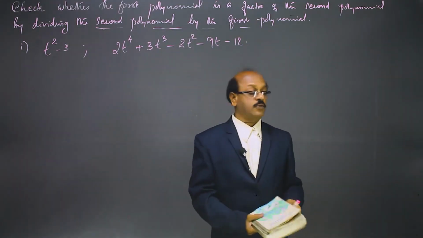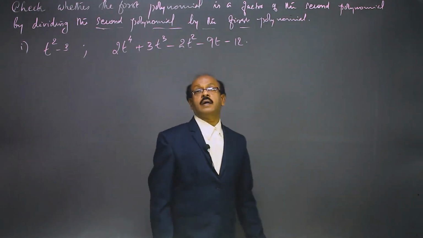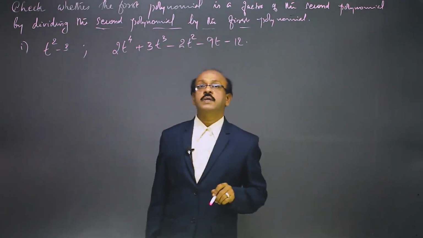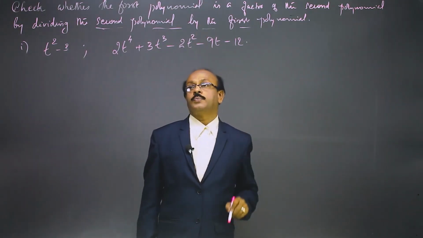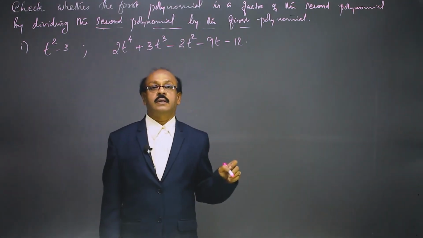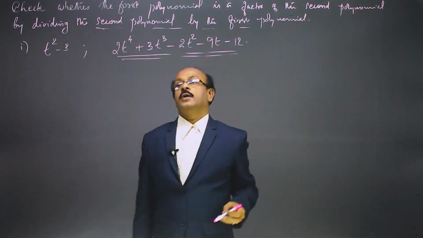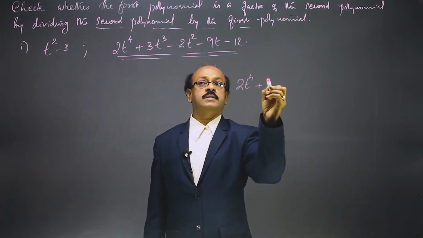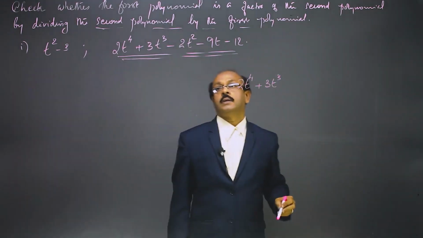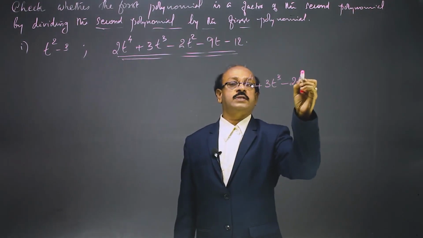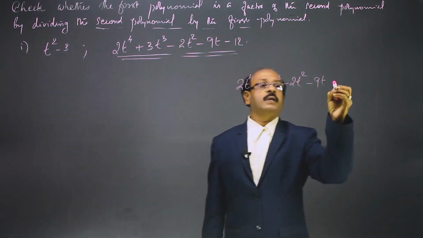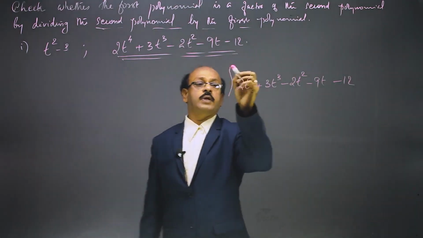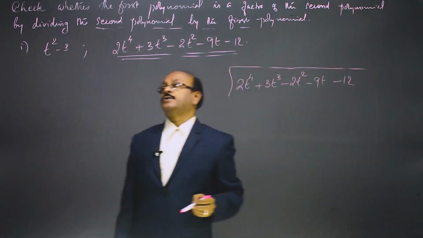If the first polynomial is a factor of the second polynomial, then the remainder obtained will be 0. If the remainder is not 0, the first polynomial is not a factor of the second polynomial. This is the method we have to adopt here. So we are finding the quotient and the remainder on division. 2t raised to 4 plus 3t cube minus 2t square minus 9t minus 12 is the given polynomial, and we have to divide this polynomial by t square minus 3.